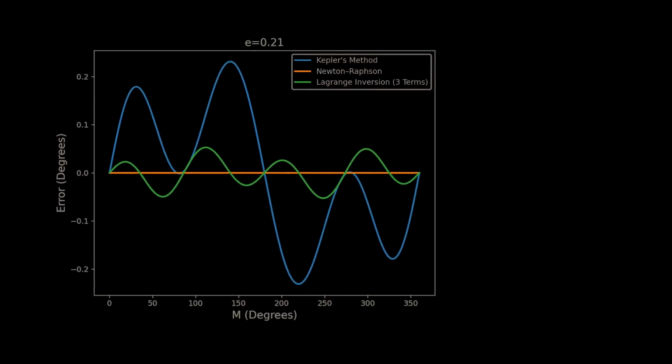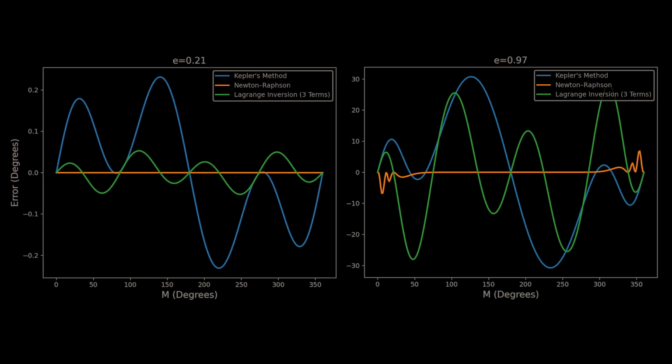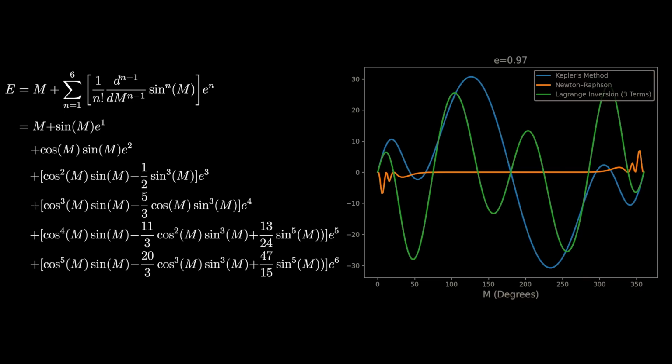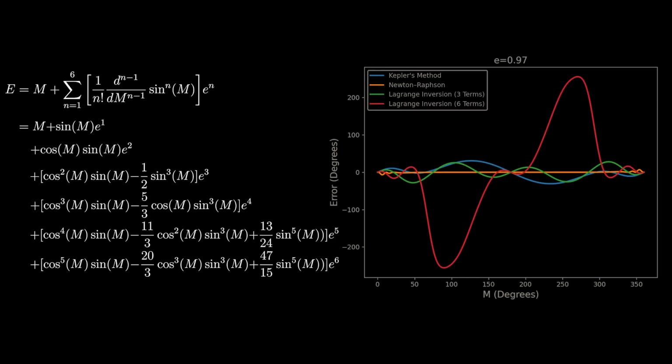But what about high eccentricity orbits, where we saw Newton and Kepler's methods struggle? Moving to the higher eccentricity value for Halley's Comet of 0.97, we see that Newton's method still generally outperforms the Lagrange inversion, except for the M region around 6 degrees, where the comet is close to the Sun. Of course, we're only using 3 terms from Lagrange's infinite series. Let's compute 3 more terms and see how this impacts our results. As we can see, moving to 6 terms, the performance of our Lagrange inversion actually gets worse.